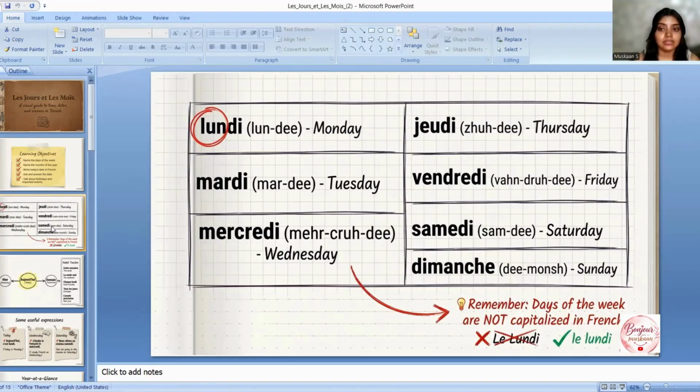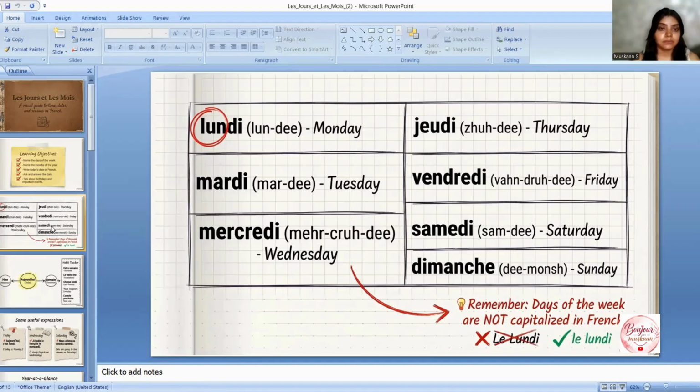Then vendredi. Vendredi, which is Friday. Then samedi. Samedi is Saturday. And last is dimanche. Dimanche is Sunday.